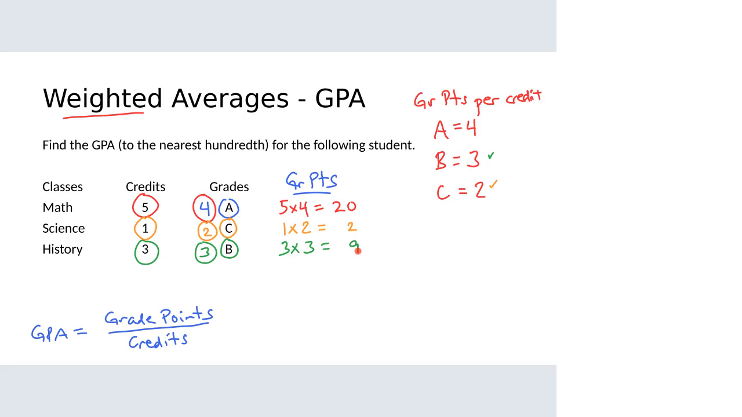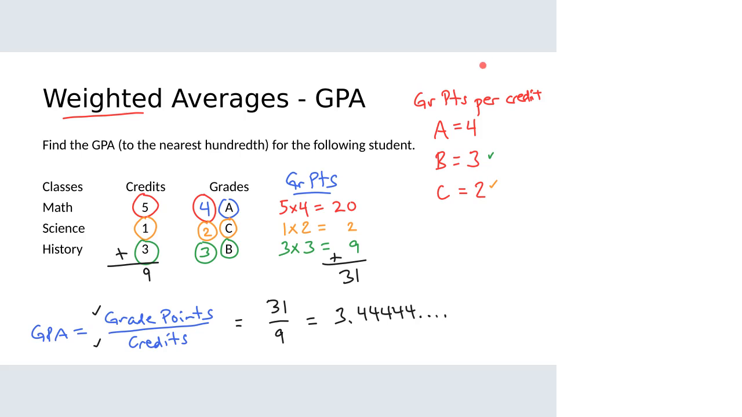Okay. If I want to find the GPA, I need the number of grade points and the number of credits. So the number of grade points I can get by adding these up. 20 plus 2 plus 9, that's 31 is the number of grade points they earned. And we'll add up the number of credits, 5, 6, 7, 8, 9. So we have 31 grade points and we have 9 credits. So this student's GPA is going to be 31 divided by 9. And 31 divided by 9 is 3.44444444, and that keeps going.